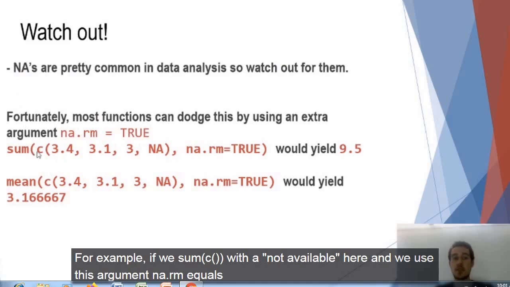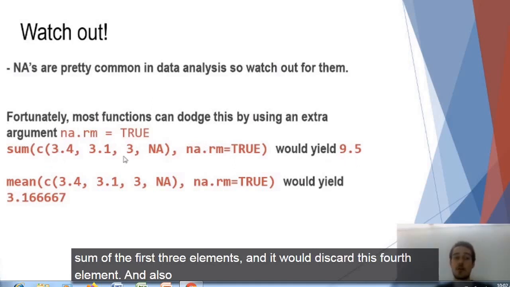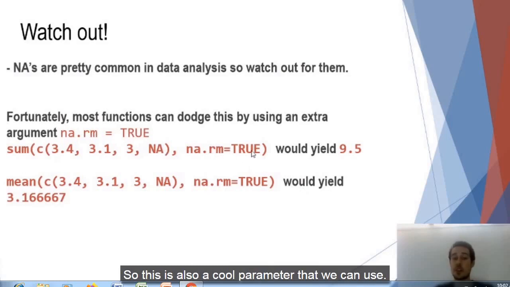For example, if we sum c with an NA, not available here, and we use this argument na.rm equals TRUE, which means remove the NAs from the vector, this would yield 9.5, which is the sum of the first three elements, and it would discard this fourth element. And also the same for the mean, so this is also a cool parameter that we can use.